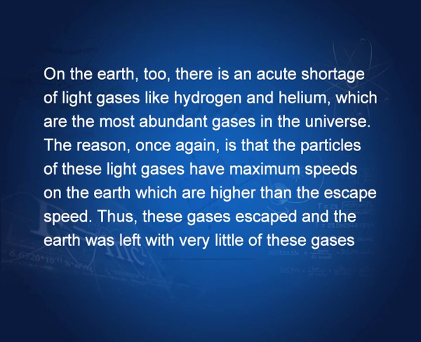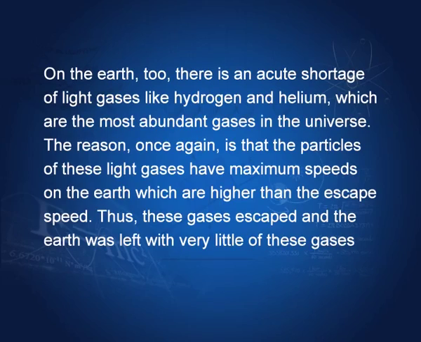Even on the earth, this effect is felt. Many of the light gases like hydrogen and helium are highly deficient on the earth, although they are most abundant in the universe. On the earth, they are deficient, because these are light gases. Their thermal velocities are very large, and sometimes they are larger than the escape speed from the earth, and therefore, they escape. So, during the formation of the earth, much of these gases, helium and hydrogen, just escaped the earth, and so the earth is deficient in these gases.